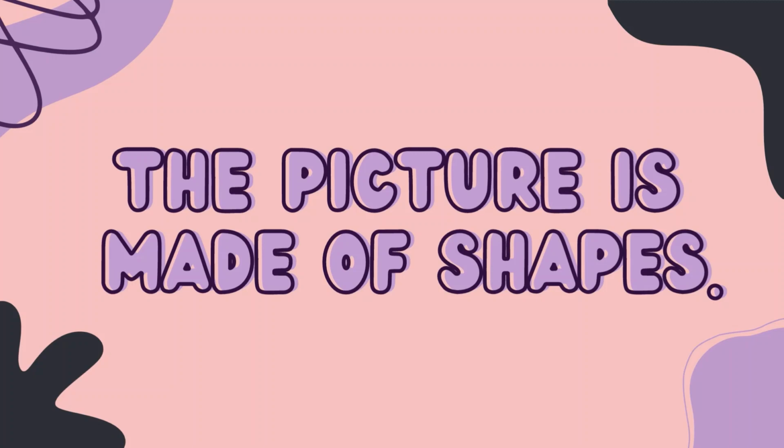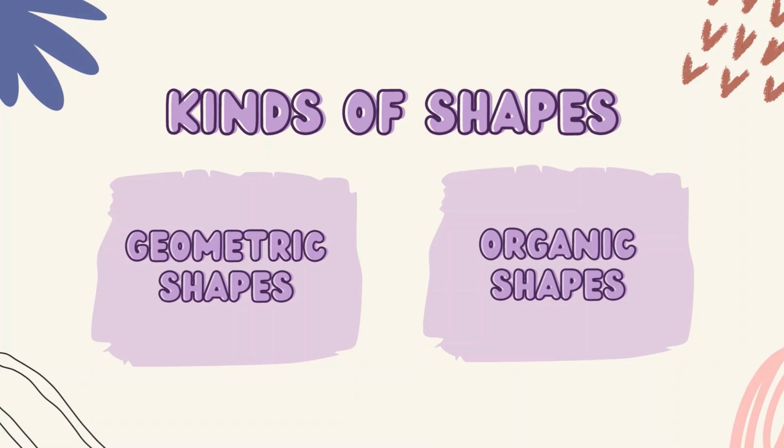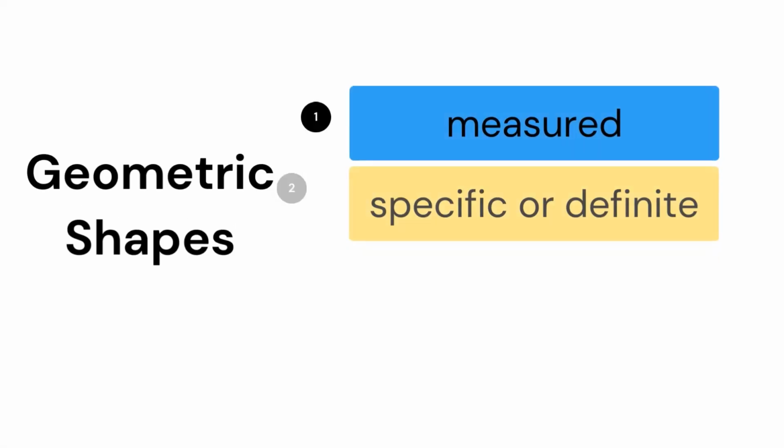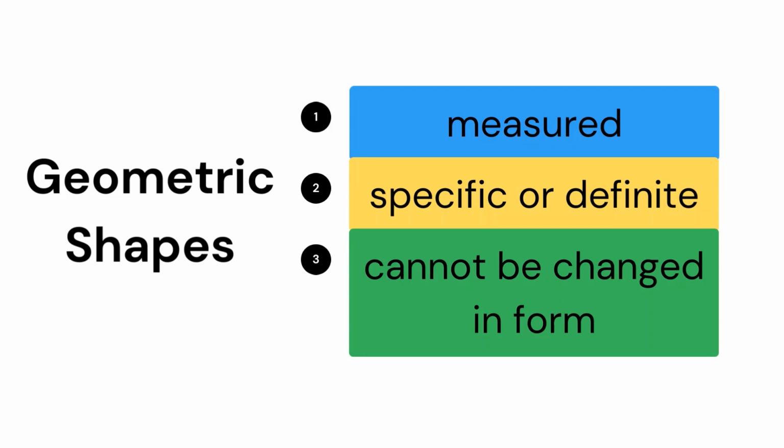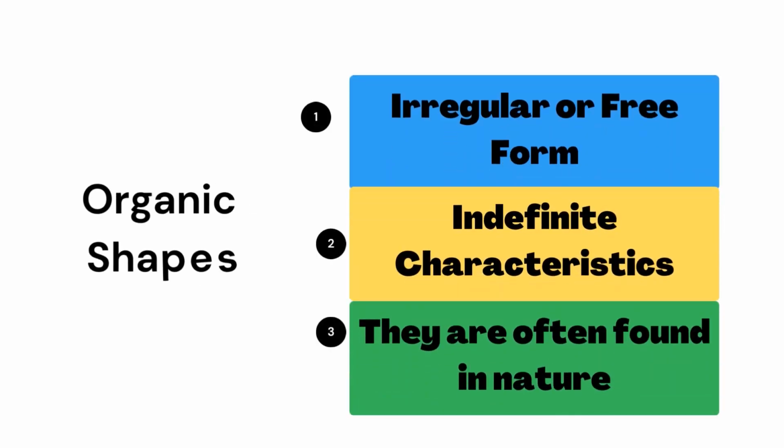Let me present to you children the two kinds of shapes. So we have the geometric shapes and the organic shapes. When you say geometric shapes, these are shapes that are measured, specific or definite, and these are shapes that cannot be changed. While organic shapes are irregular or free form, they have indefinite characteristics and they are often found in nature.